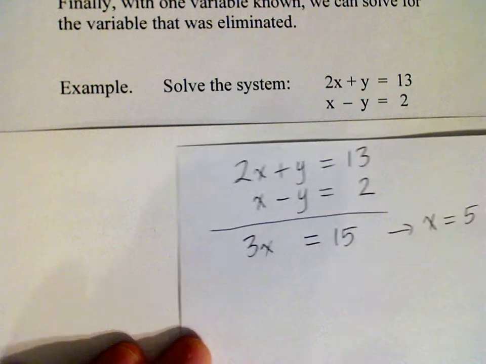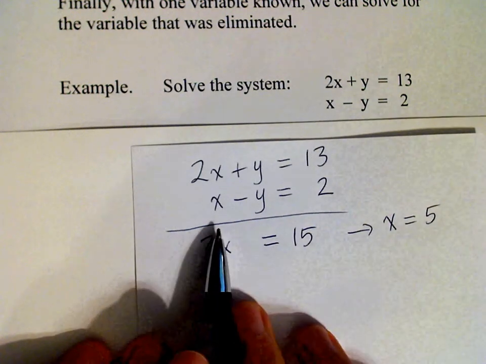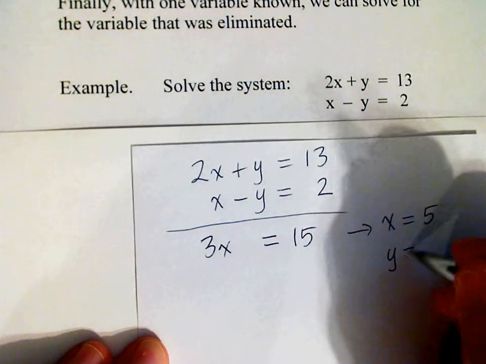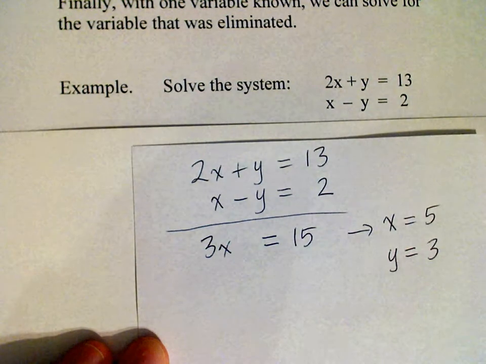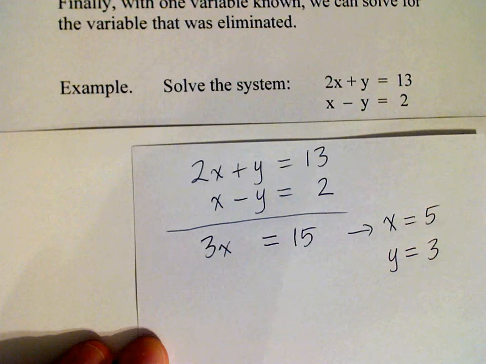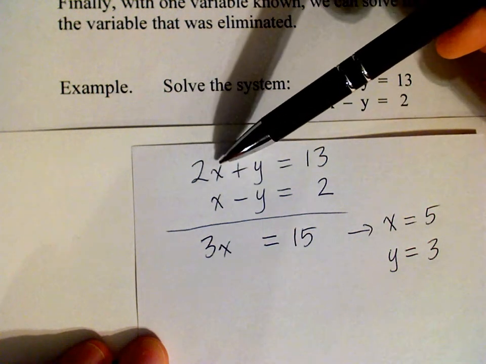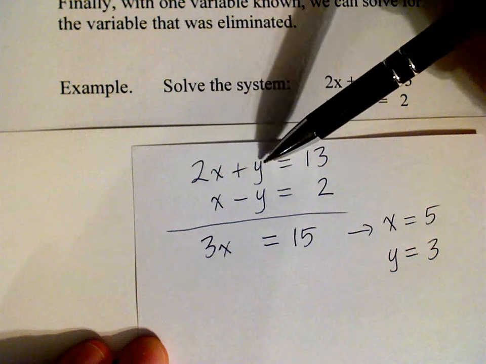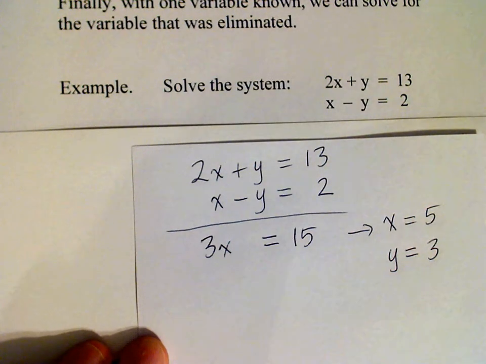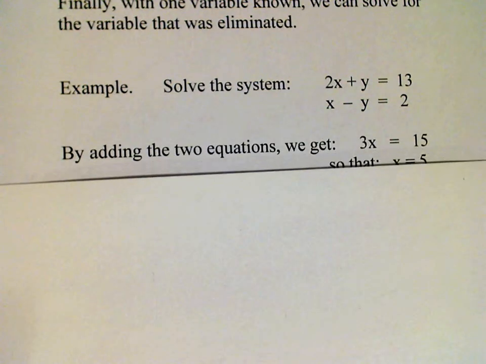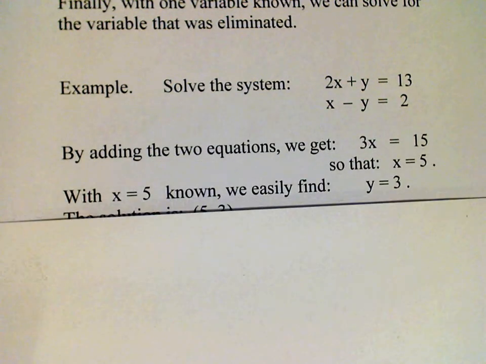Now if we know x is equal to 5, then from the second equation up here, it's obvious that y is equal to 3. And then finally we should go back and check in the first equation to see that this solution is also correct. And it is, because 2 times 5 is 10, and if we add 3 we get 13. And the solution is outlined here in the notes.